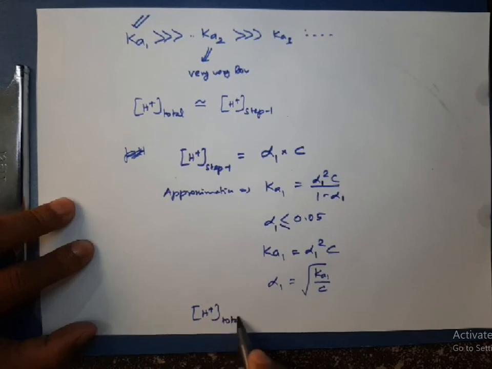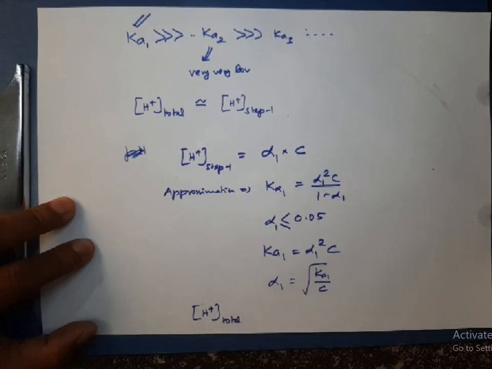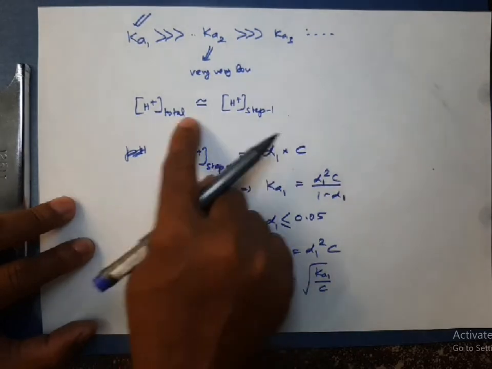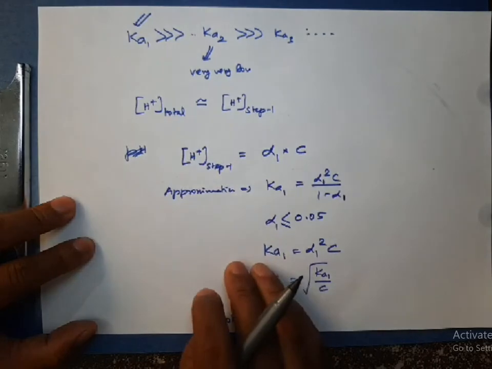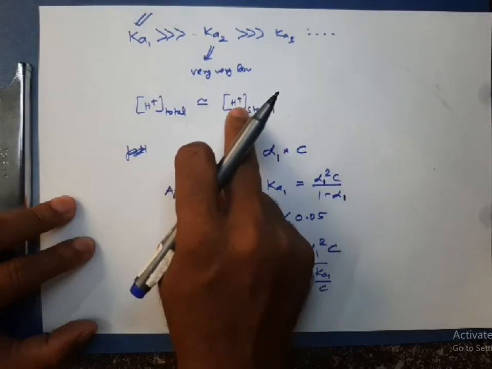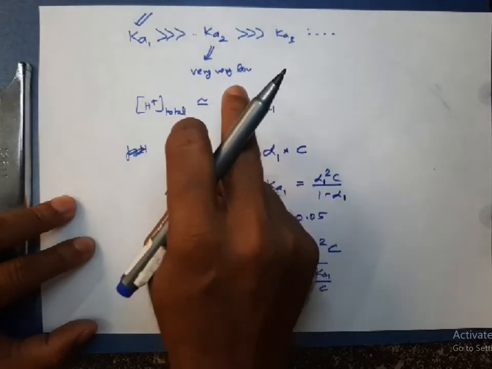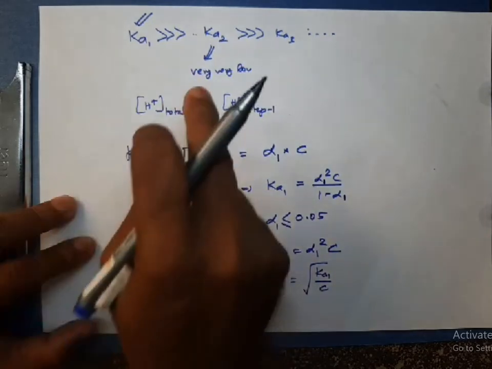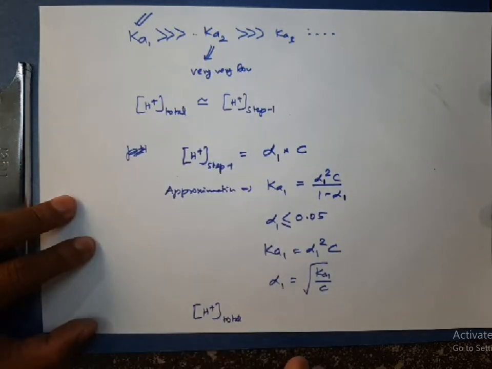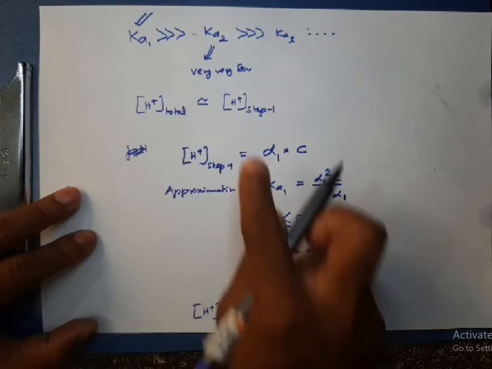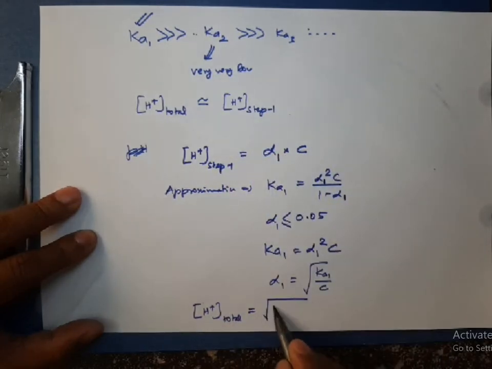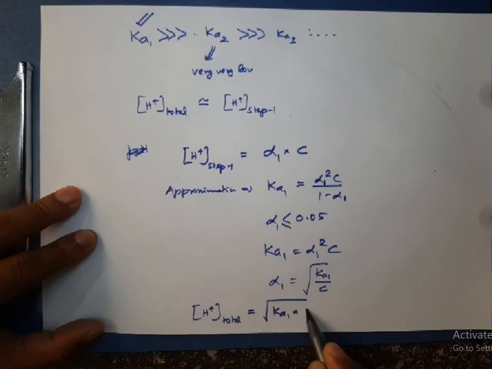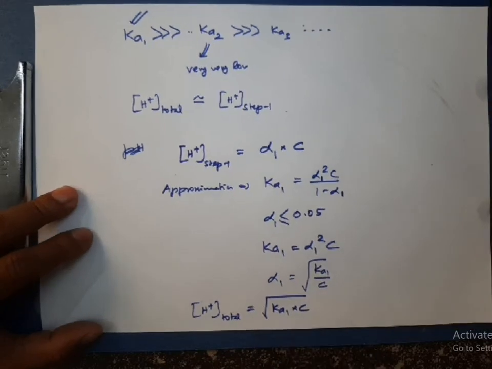Total H plus ion concentration. I'll call this total H plus. Why? Because total H plus is nothing but H plus from step 1. Almost 99% of H plus ion is obtained through step 1 only. Now if I put alpha in the place of alpha 1, I'll get root of Ka1 into C after simplification.